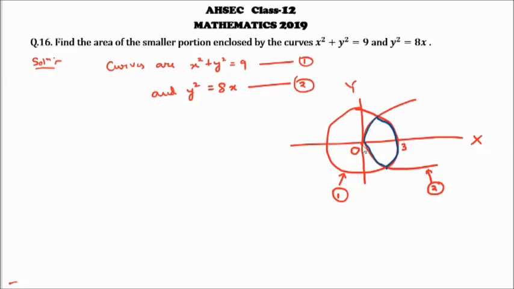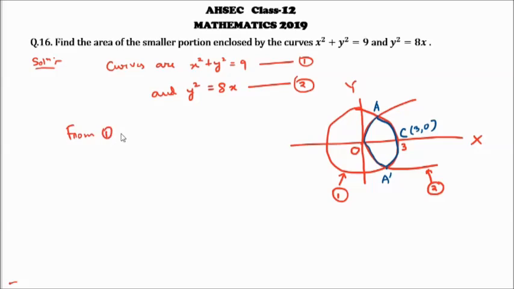So let us give it a name. Say this is my A, this is my C, this is my say A dash. Now it is clear that the coordinates of C is 3, 0. Now in order to find the area of the smaller region, let us first find the point of intersection of these two curves. So let us solve 1 and 2.